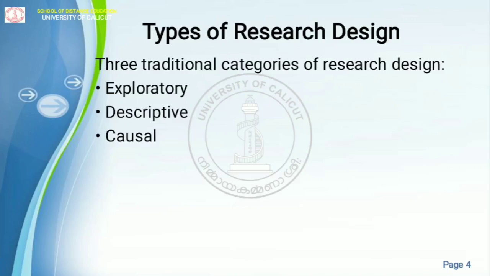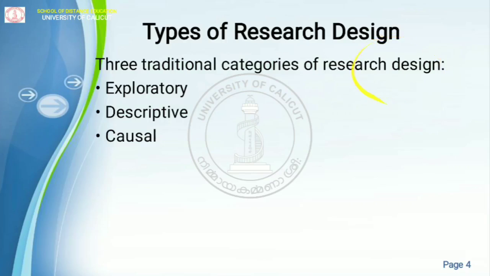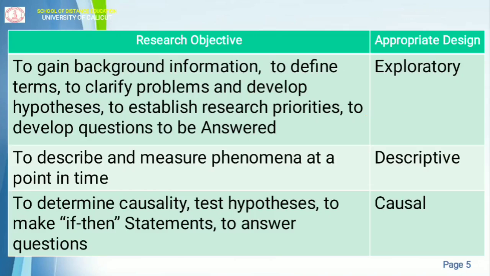We have exploratory, descriptive and causal research designs. So it can be explained like this. Exploratory means it is used to gain background information, to define terms, to clarify problems and develop hypotheses, to establish research priorities, and to develop questions to be answered. The descriptive research design is used in research to describe and measure phenomena at a point of time.